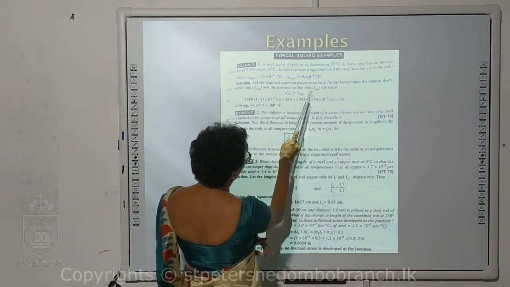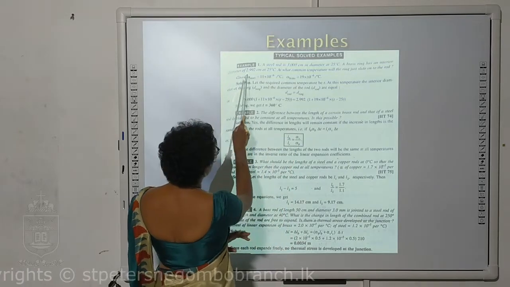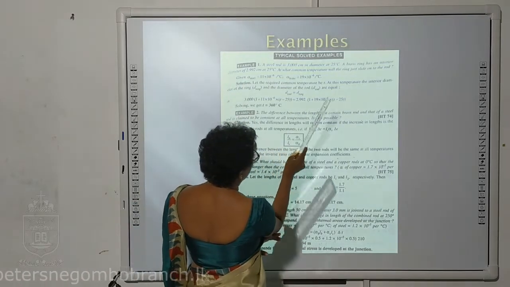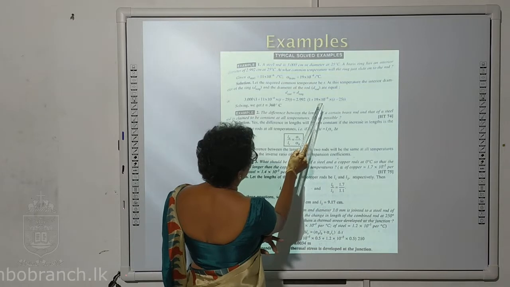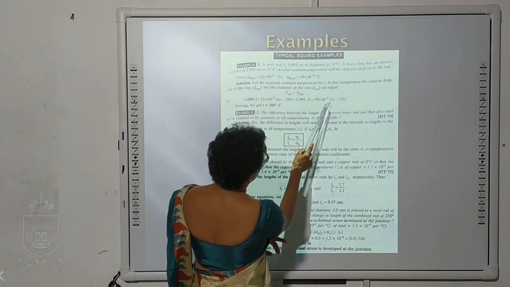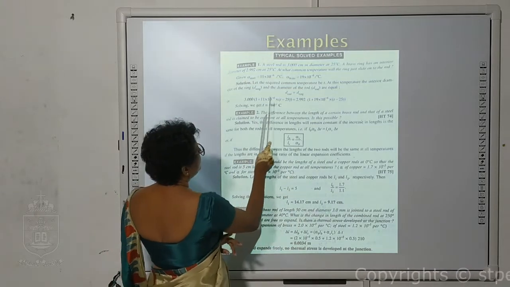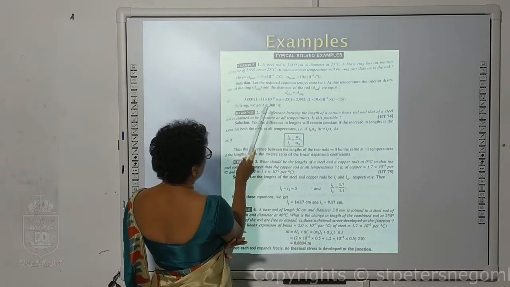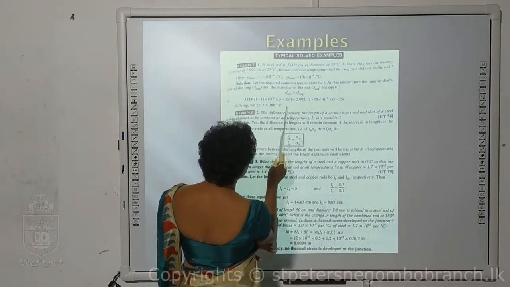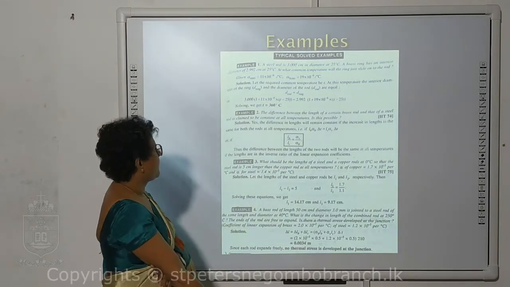Here for the ring, 2.992 the initial diameter, times (1 plus 19 × 10⁻⁶ times (T minus 25)). When you solve this equation, you can find T as 360 degrees Celsius.